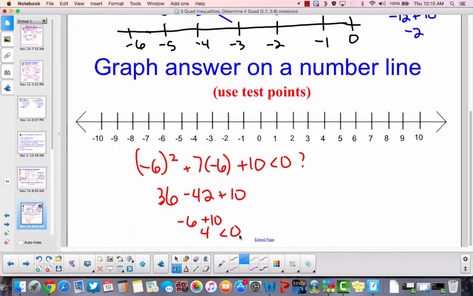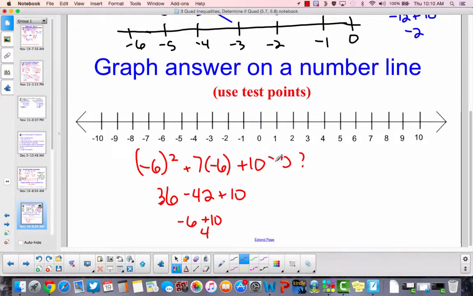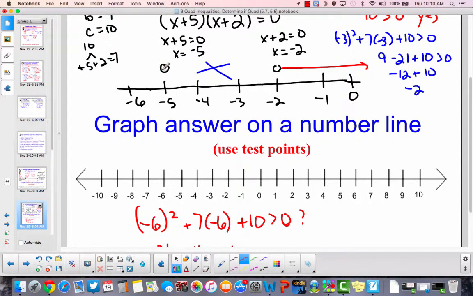All right, what did I do wrong here? When I brought my problem down, this should have been greater than 0. Is 4 greater than 0? Yes. So on our number line, negative 6 works. So anything over here works. So what would my solution be? I would have an open dot on negative 2. I would have an open dot on negative 5. And I would have arrows going in the opposite direction. This tells me it can't be between negative 5 and negative 2, so that's why it's not true.